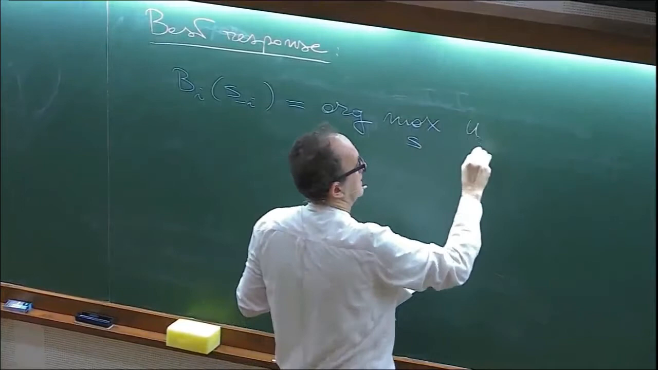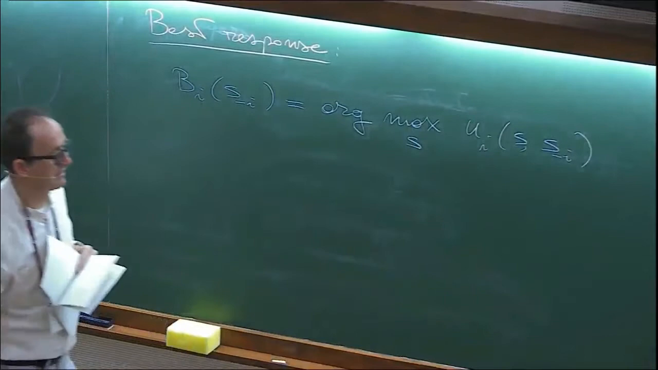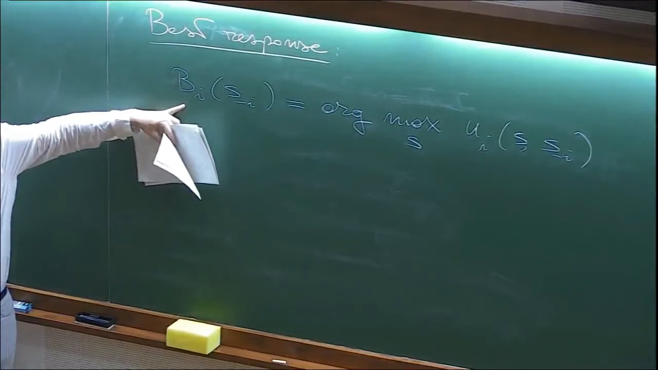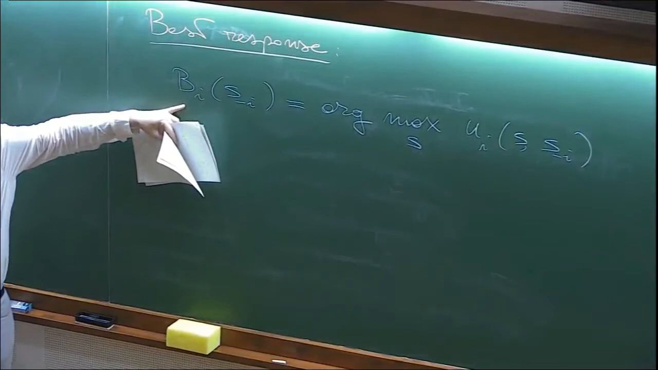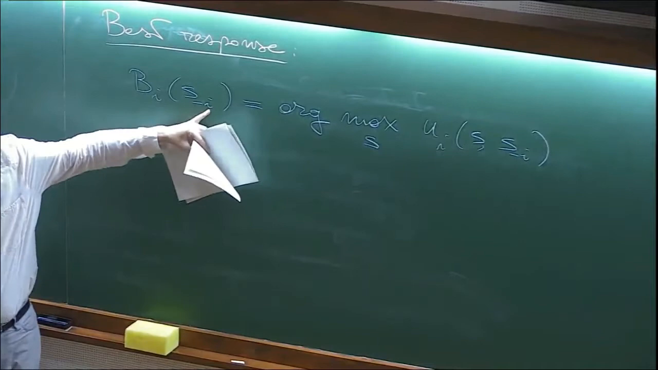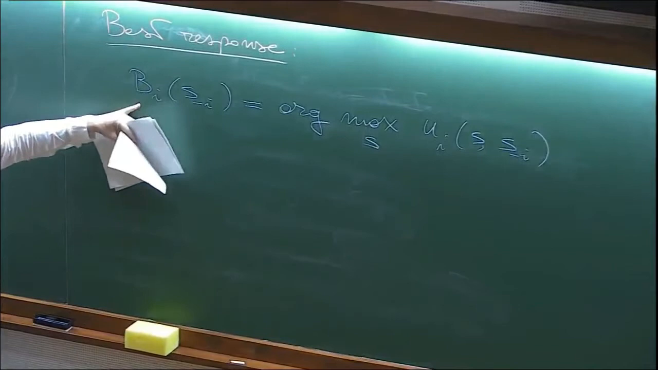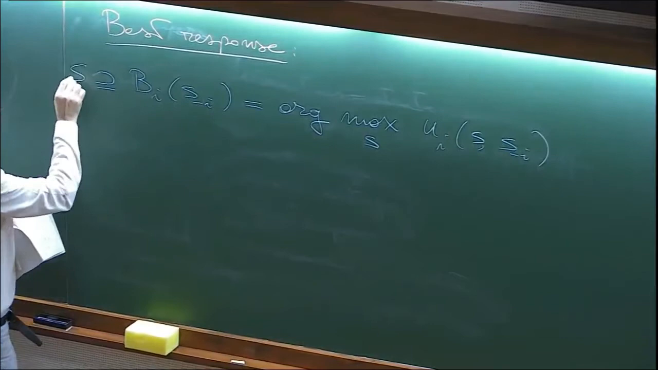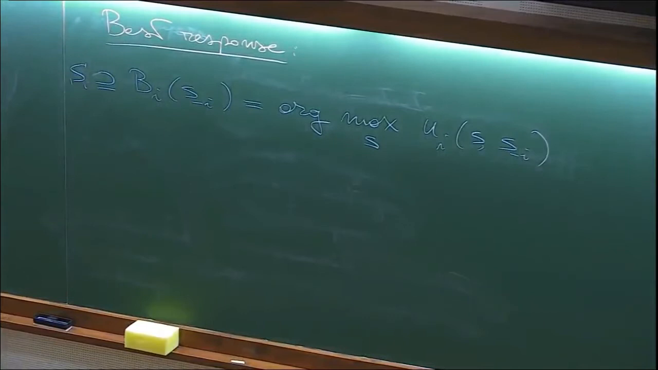Now, this is not mathematically very correct because, strictly speaking, this is not a single element, but a subset of the possible choices. So this is what is called a correspondence, something which maps the strategy of the other guys to a subset of S_I. But in all the cases we are going to talk about, this is going to be just a single element, so we don't need to worry.